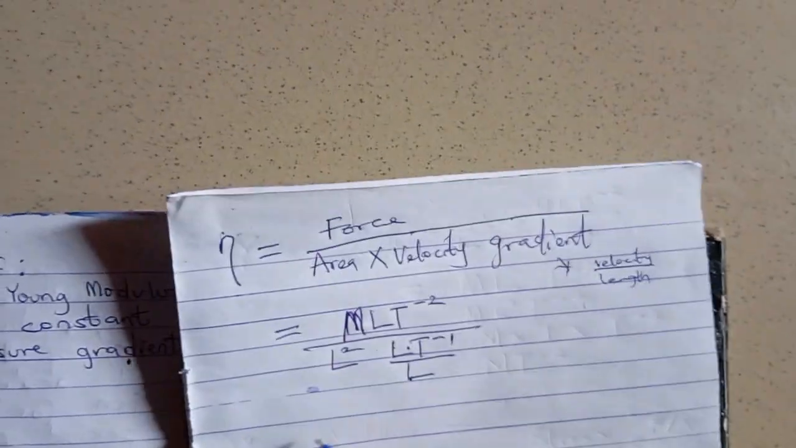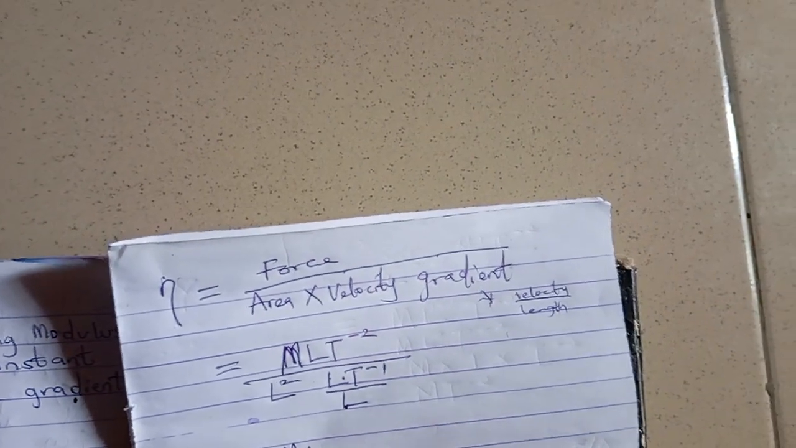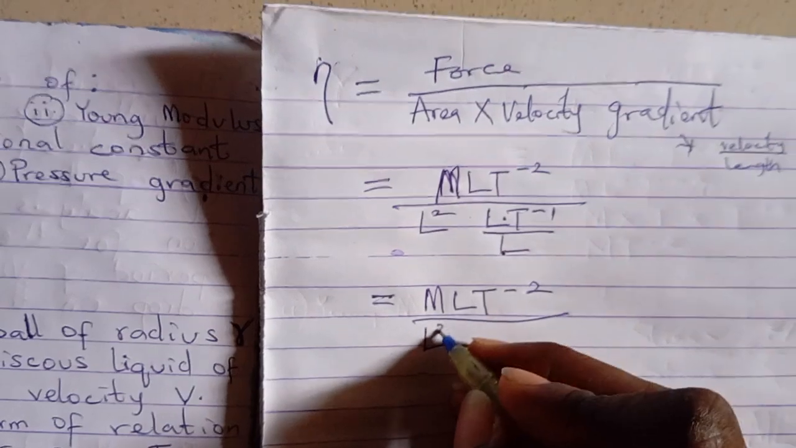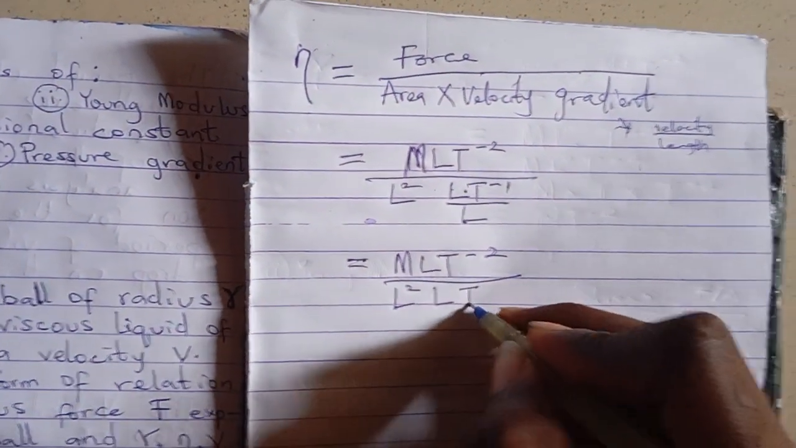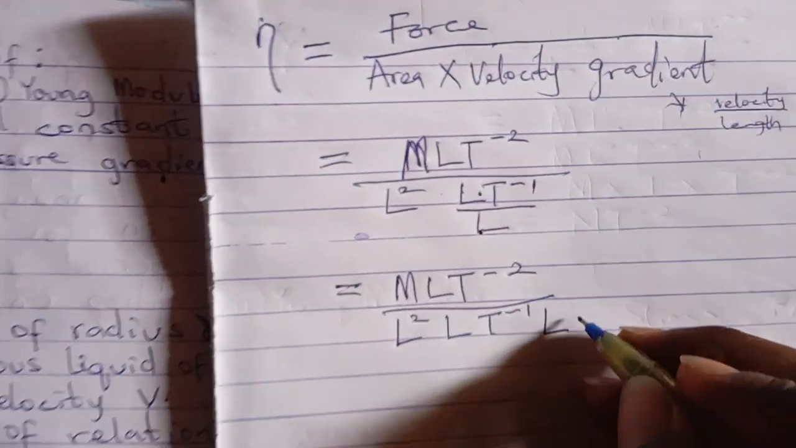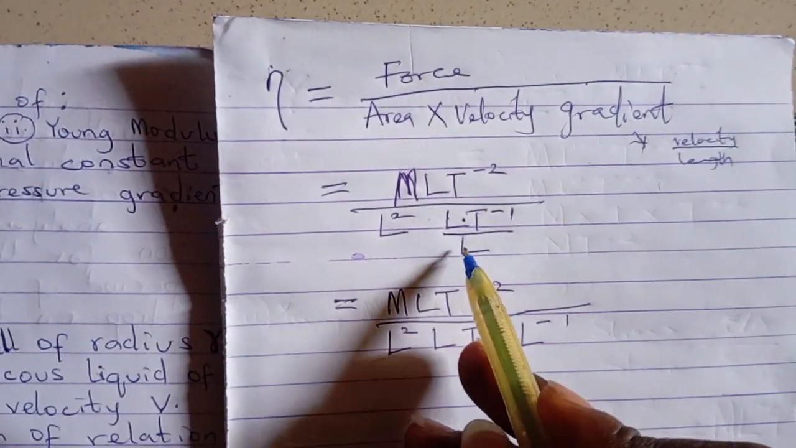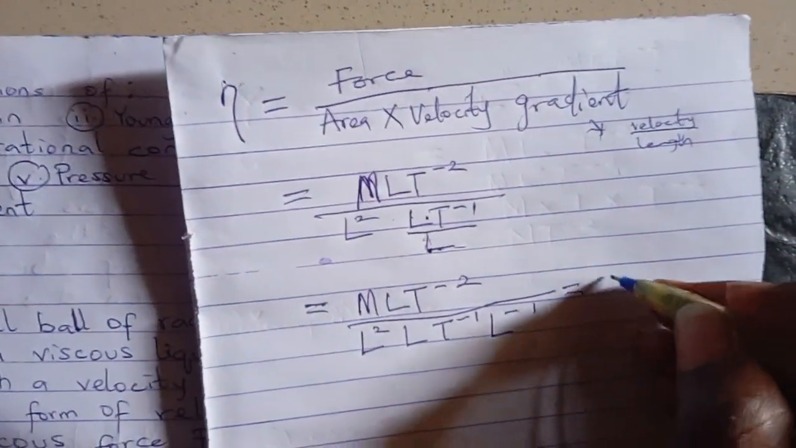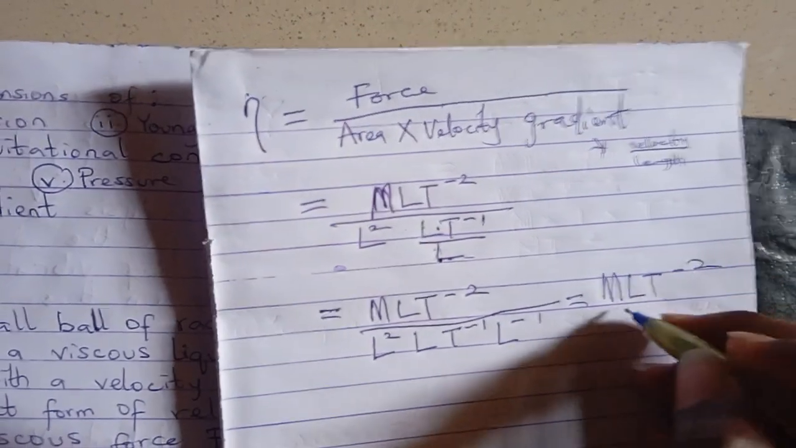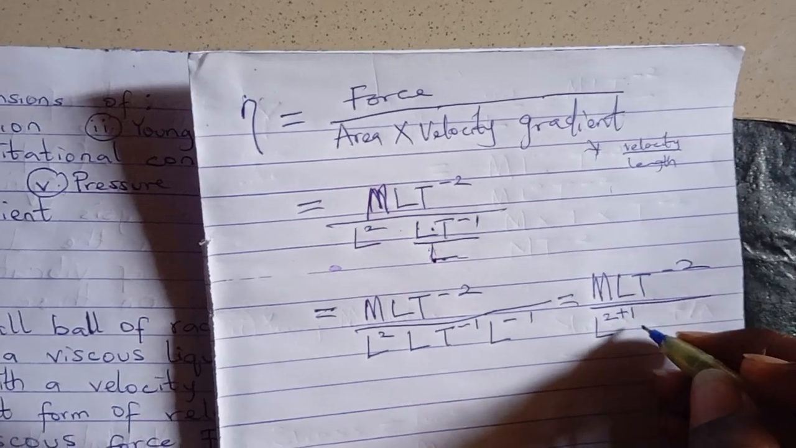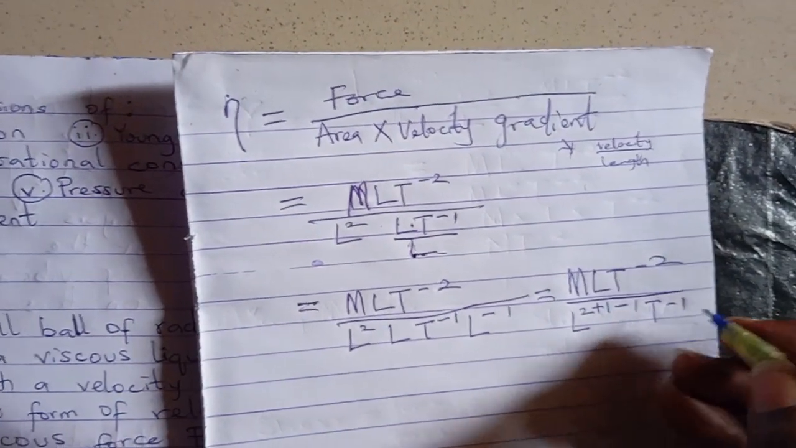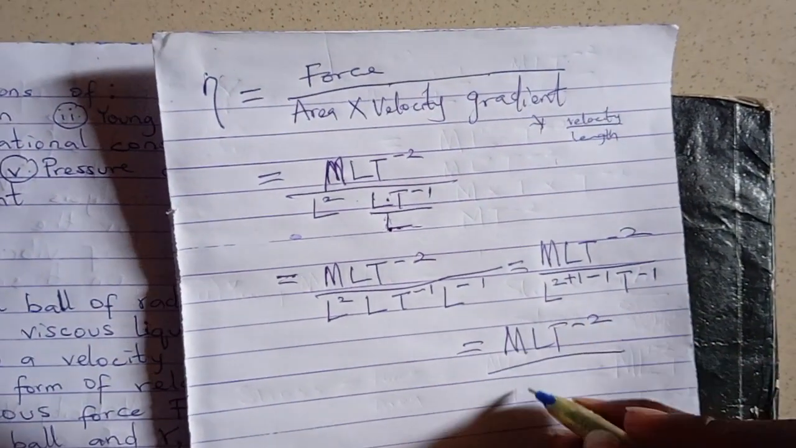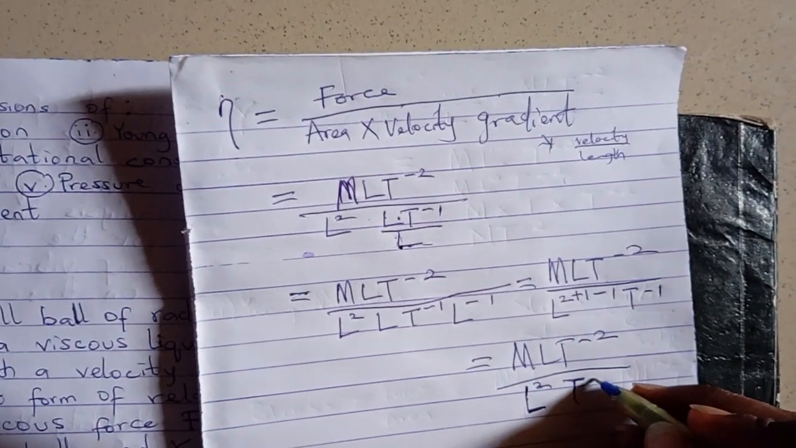So now notice that this is the same as saying m l t minus 2 all over L square, then l t minus 1 with L raised to the power minus 1. Because anything at the denominator, if you apply the law, is the same as 1 over L, which is L raised to the power minus 1. So collecting the powers by the product law, I will have m l t minus 2 all over L to the power 2 plus 1. Since the bases are the same, you add the powers, minus 1 t raised to the power minus 1. So this becomes m l t minus 2 all over, this is 3 minus 1, 2, L square t minus 1.